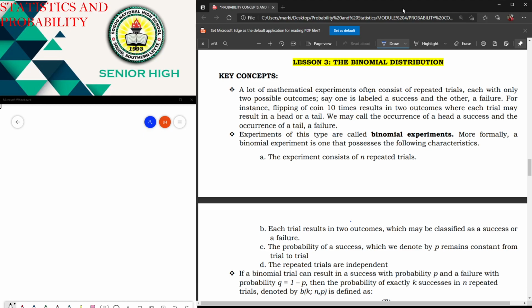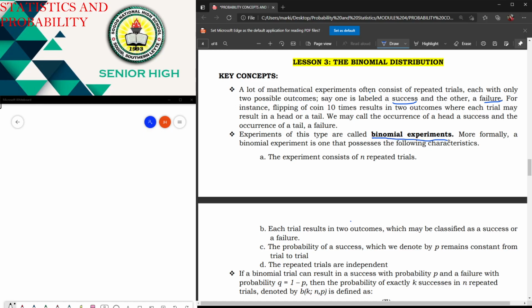A lot of mathematical experiments often consist of repeated trials, each with only two possible outcomes. It could be a success or it could be a failure. For instance, flipping a coin 10 times results in two outcomes, where each trial may result in a head or a tail. We may call the occurrence of a head a success and the occurrence of a tail a failure. Experiments of this type are called binomial.